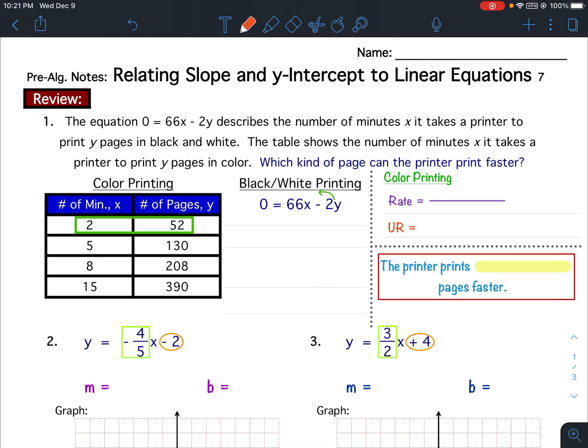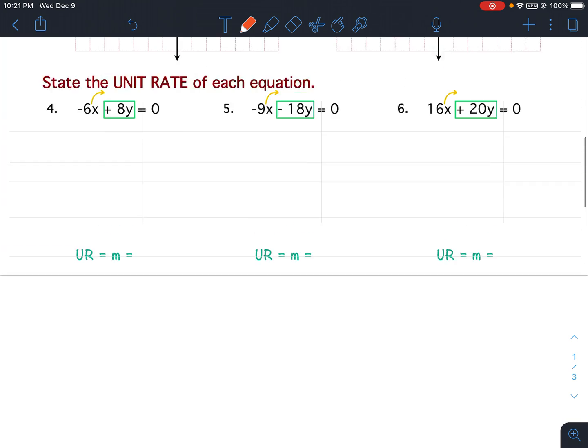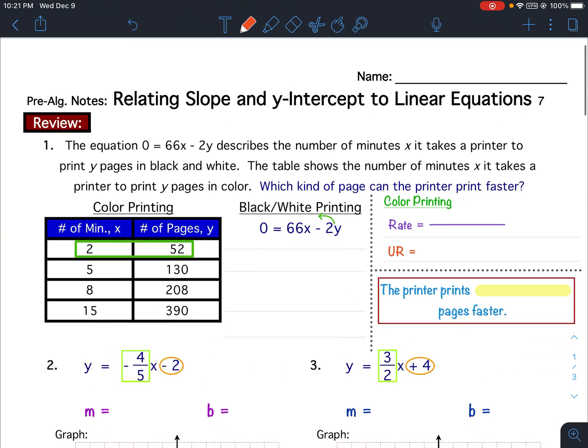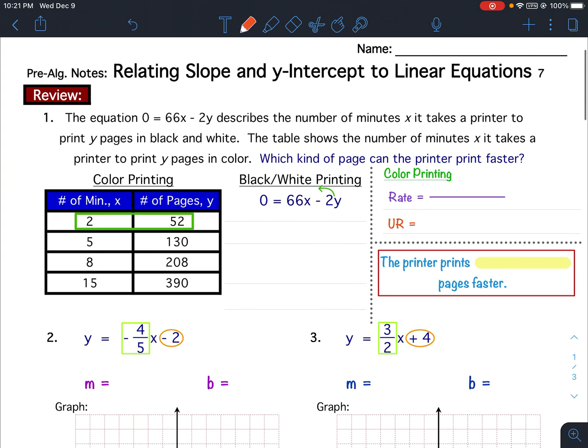If you do it that way, it's just the review. Like if you look here, if I scroll, it's nothing but the review. Okay. So number 1, the equation 0 equals 66x minus 2y describes the number of minutes x it takes a printer to print y pages in black and white. The table shows the number of minutes x it takes a printer to print y pages in color. Which kind of paper can the printer print faster? So does it print colored pages faster or black and white pages faster?